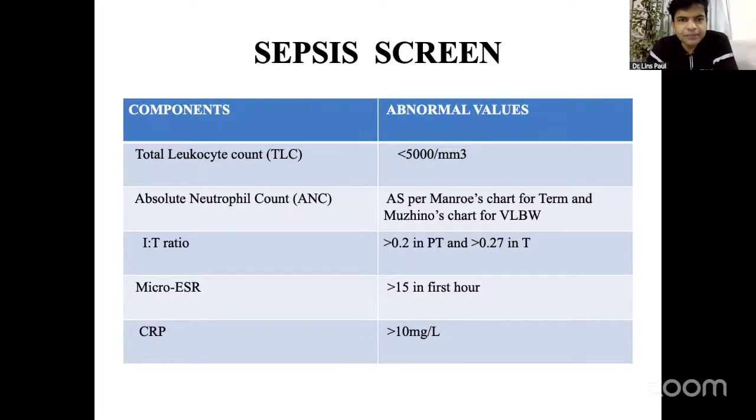And the second thing is absolute neutrophil count. So we have two charts, that is the Monroe and Mouzinho charts.